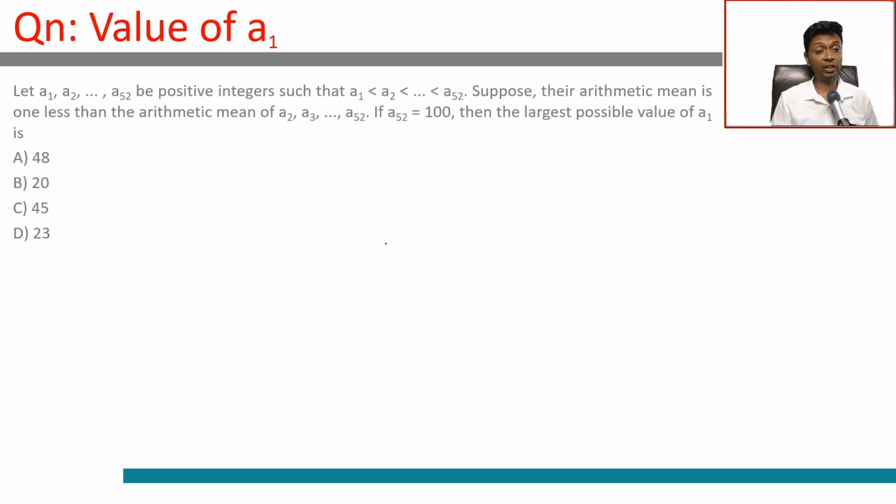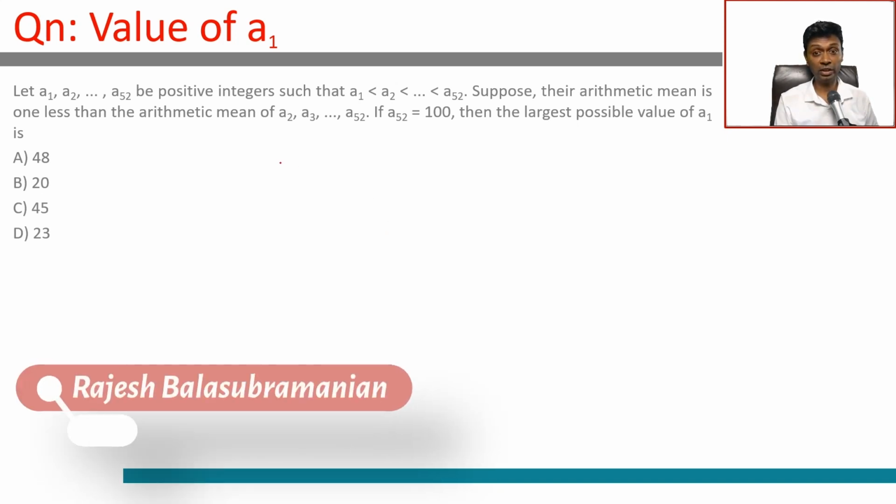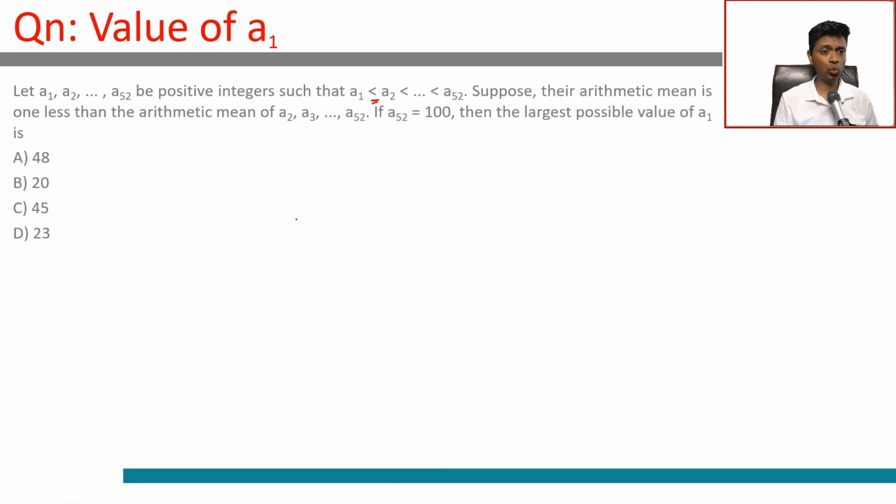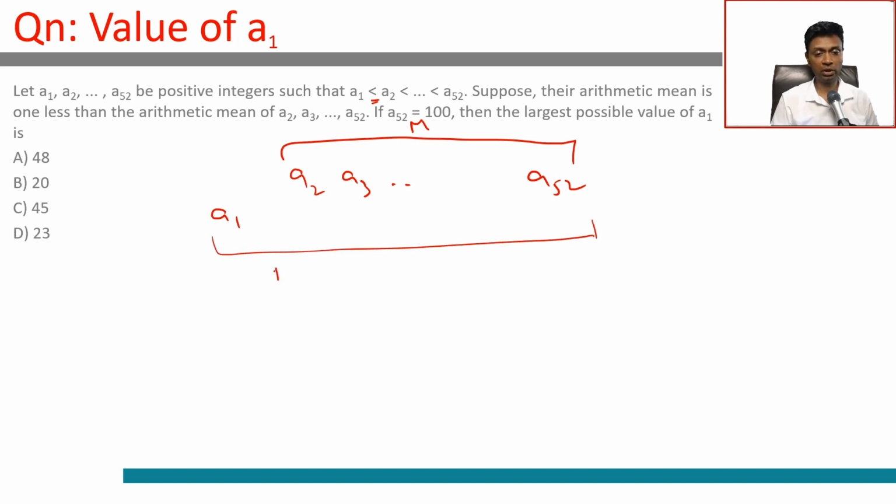Let A1, A2, A3 all the way till A52 be positive integers, such that A1 is less than A2 less than A3 less than all the way till A52. Wonderful. Remember, this is not even less than or equal to, strictly less than. Suppose their arithmetic mean is 1 less than the arithmetic mean of A2 to A52. So A2, A3 all the way till A52. Let's say they have an arithmetic mean of M. And A1 to A52, the arithmetic mean is M minus 1.